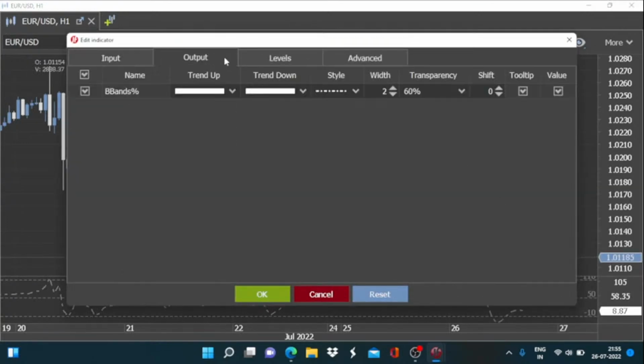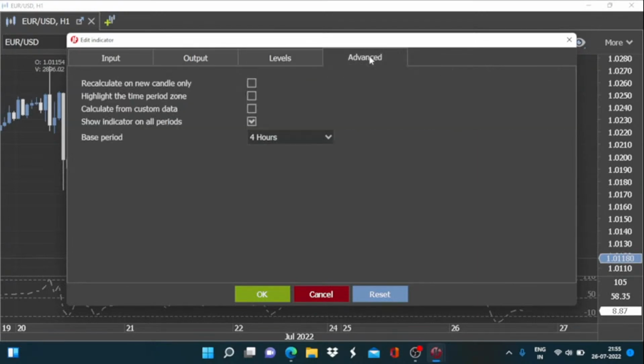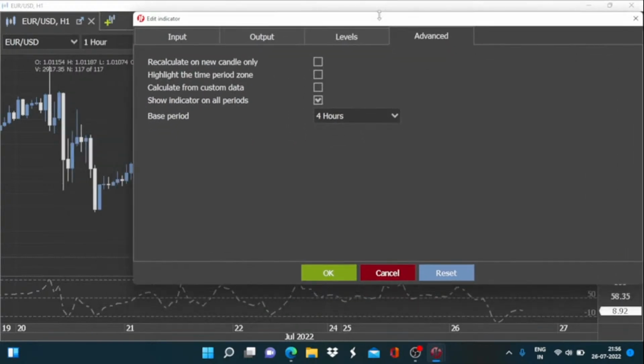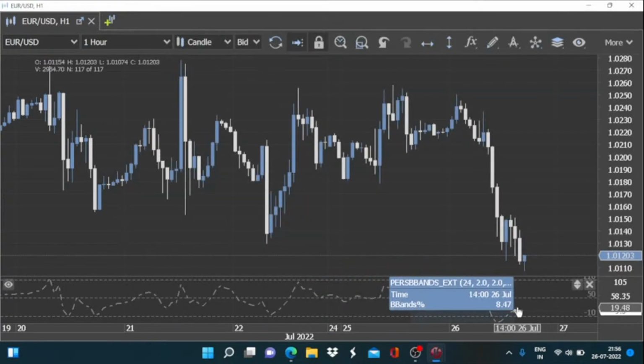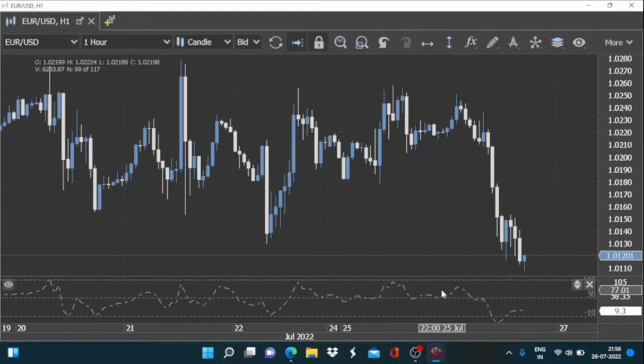Now coming back to this output, the levels here, we have this advanced version. When we want the recalculation to be done on a new candle only, then we have this option of checking this box, and we will have the recalculation done on a new candle. Whenever there is plotting of a new candle, only on that candle the output value of this percentage Bollinger Band will appear. Otherwise it will remain fluctuating for the whole of the candle period. So if you want to fix it for the start of that particular candle, then all you have to do is opt for this. If you want the calculation period under consideration to be highlighted, then check this box and you will have this highlighted portion for your calculation period.